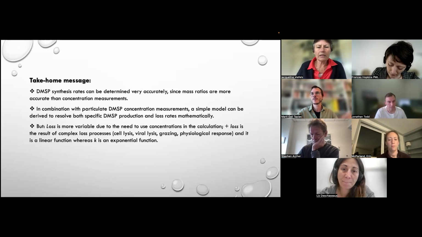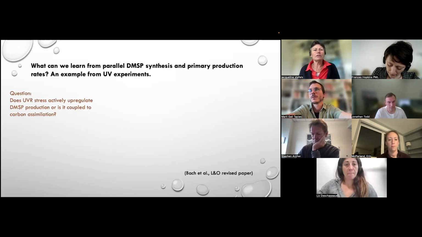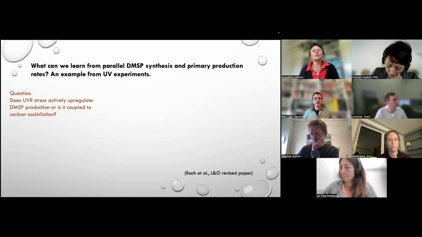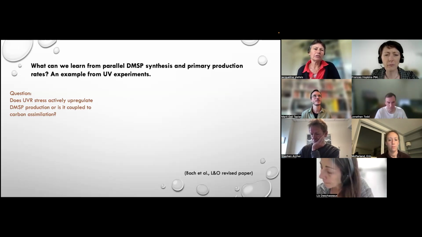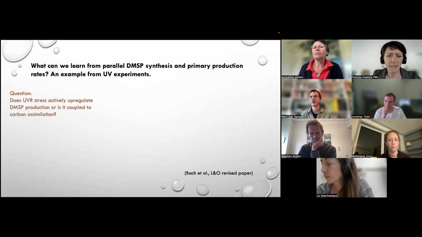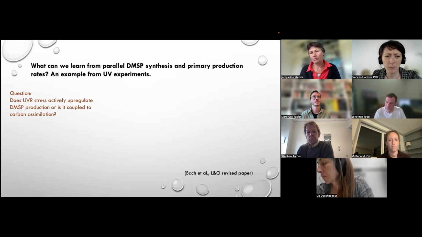So I wanted to give you a few slides on how we use this method, and what we can learn if, in parallel to the DMSP synthesis measurements, we also measure primary production rates.